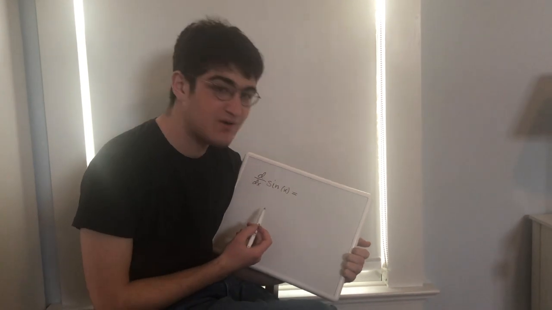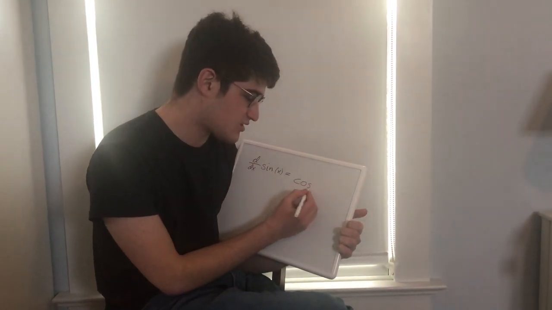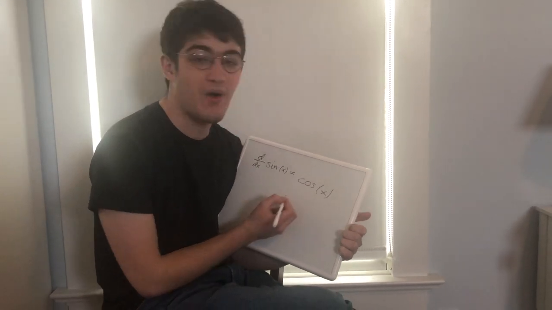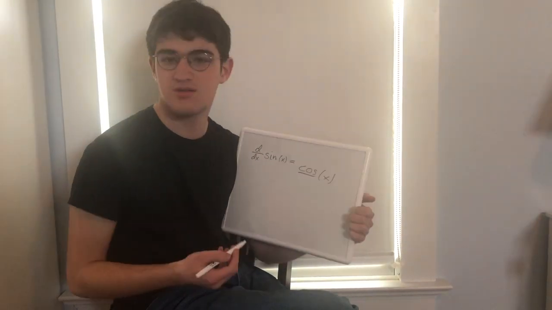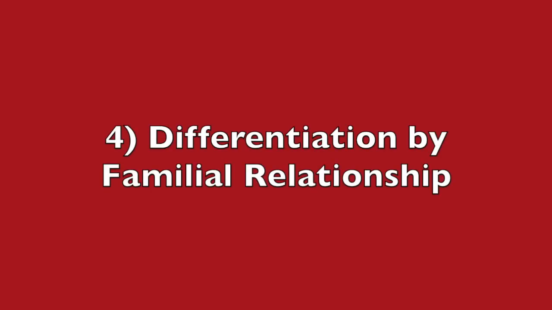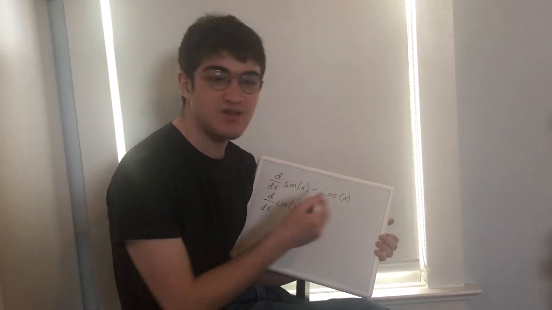So to take the derivative of sine of x, it's just going to be cosine of x. Now I know what you're thinking. Why is that? What method do we use? Well, you know, it's just cos. So we now know the derivative of sine x is cosine of x.